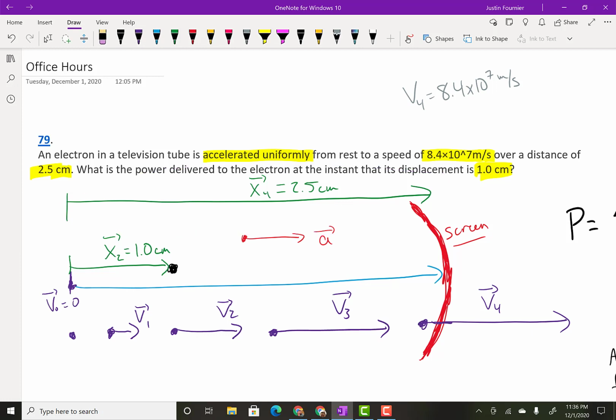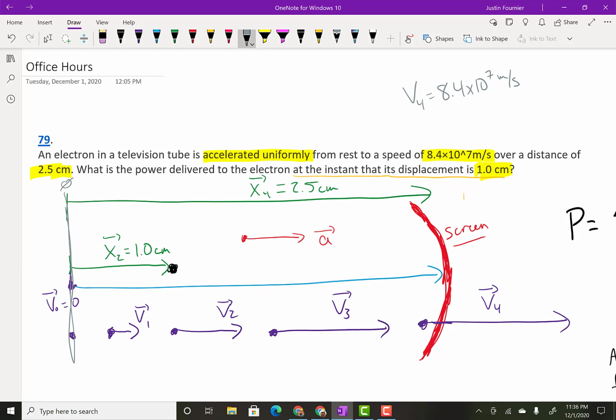And then it says, what is the power delivered to the electron at the instant that its displacement is 1 centimeter. So it's not asking for the average power or the power delivered at the end. It's saying the power at this point right here, which I drew out in my diagram. So here's my origin basically for everything. Here's my 0 mark. And then they're saying 1 centimeter away from where the electron's being ejected from rest.